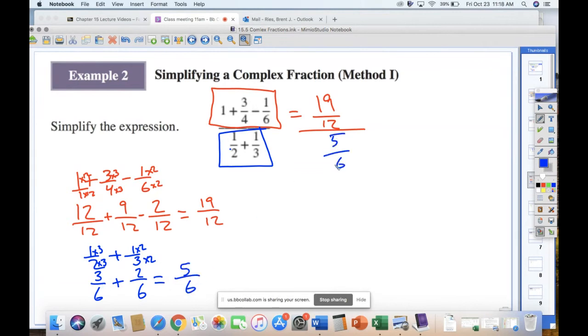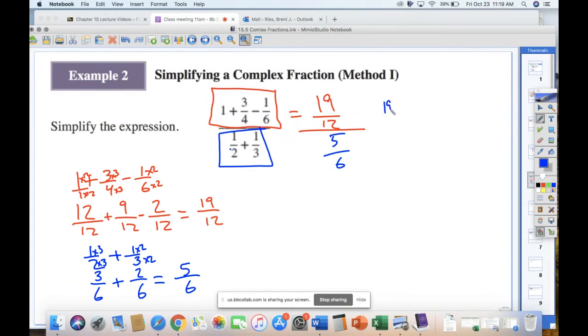So now that was step 1. Everything I just did here was just step 1. Simplify the top. Simplify the bottom. All right. Now they're into one fraction apiece. Now step 2 says divide.